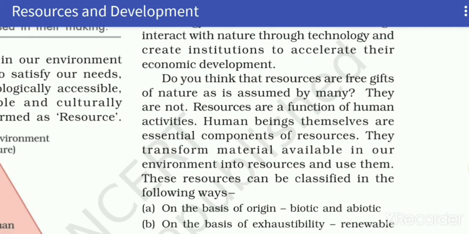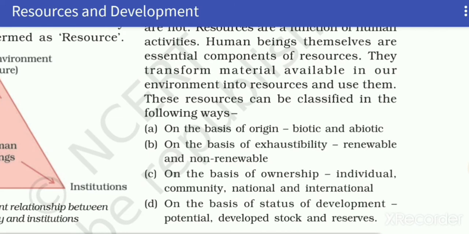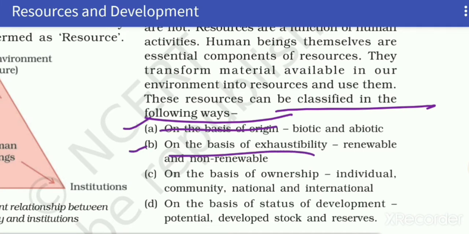Now, the next topic is classification of resources. So, the resources are classified into the following ways. The first one is on the basis of origin. Second one is on the basis of exhaustibility. Third one is on the basis of ownership. And fourth one is on the basis of status of development. So, we will discuss each one in detail.